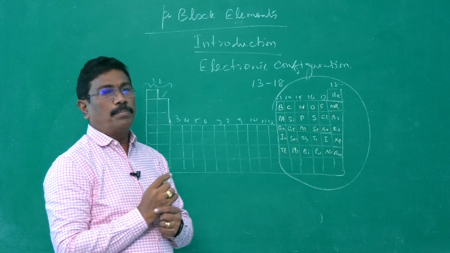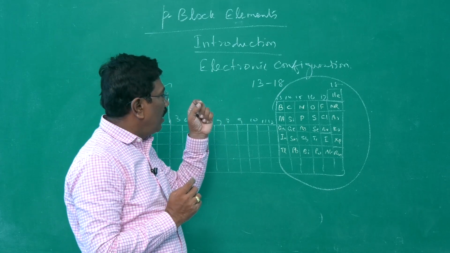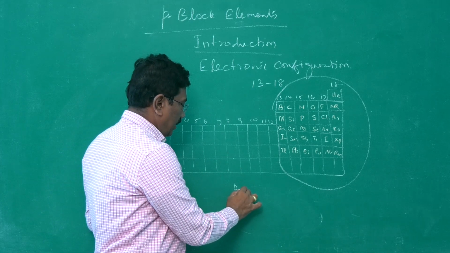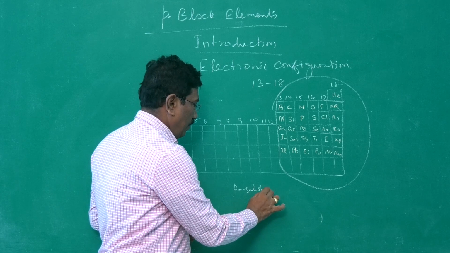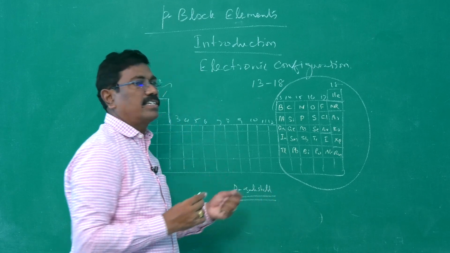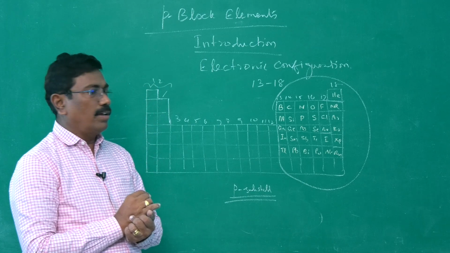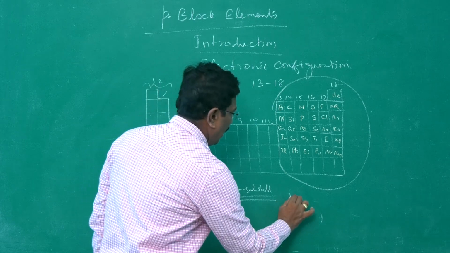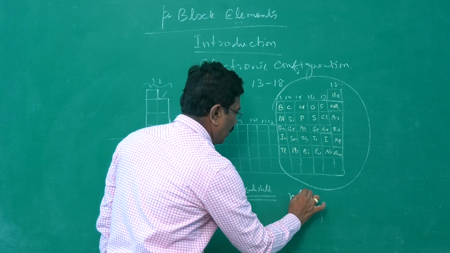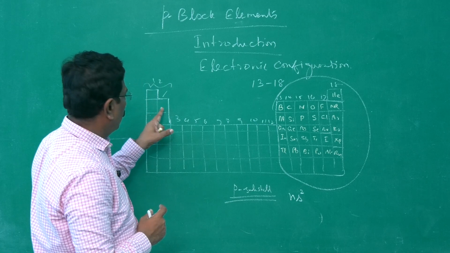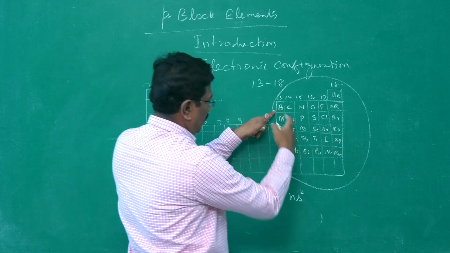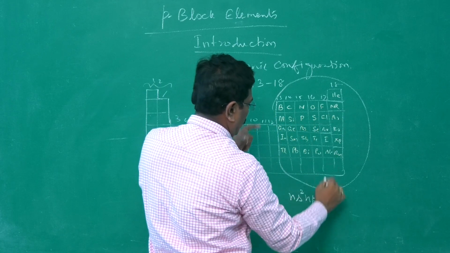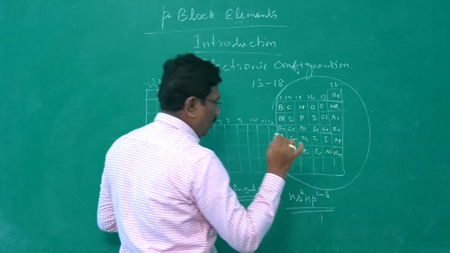Why are they called P block elements? If the last electron enters into the P subshell or P orbital, it is referred to as a P block element. In general, they have the electronic configuration ns2 np1 to 6.